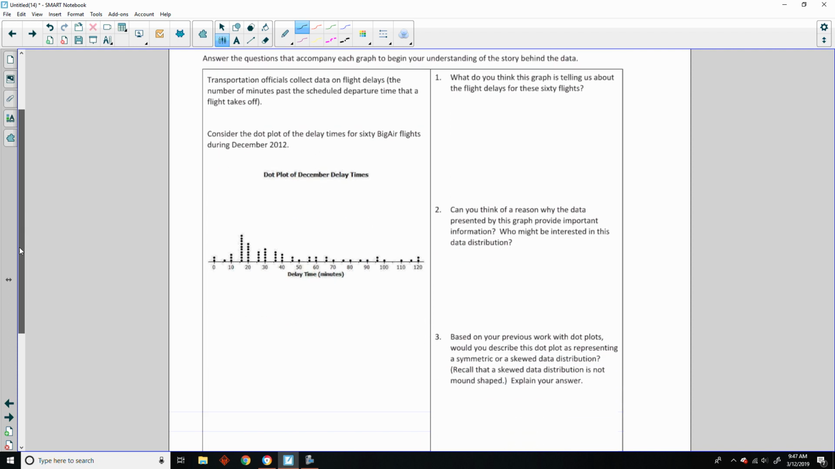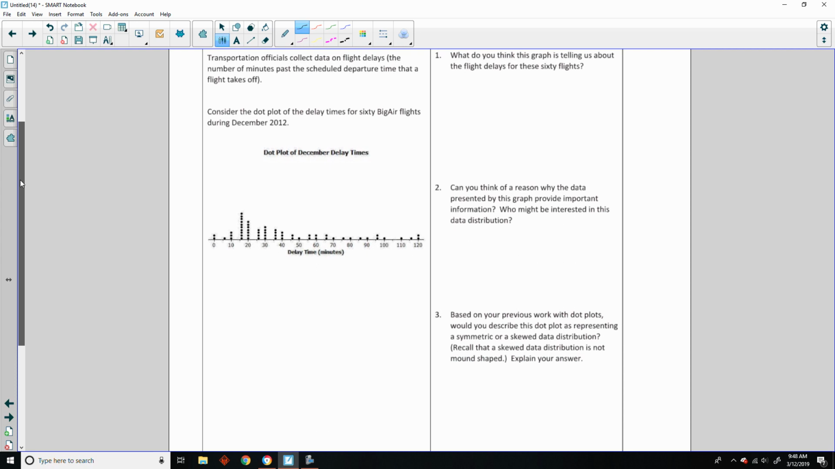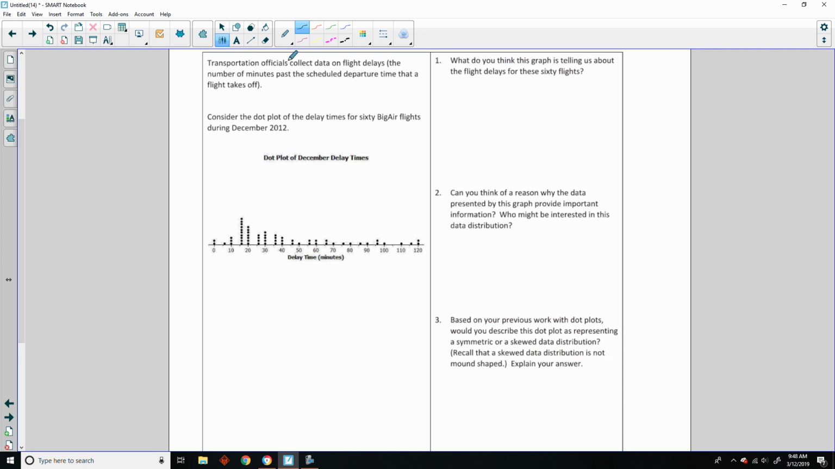Okay, exercises. Answer the questions that accompany each graph to begin your understanding of the story behind the data. Transportation officials collect data on flight delays: the number of minutes past the scheduled departure time that a flight takes off. Consider the dot plot of the delay times for 60 Big Air flights during December 12th. Dot plot of December delay time in minutes. So 0 means they took off on time. So 2 planes took off on time. 1 plane was about 6 minutes late leaving. 3 planes were 10 minutes late, and so on and so on. And there were 2 planes that were 2 hours late leaving.